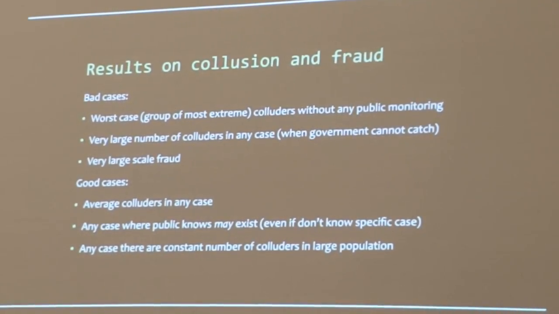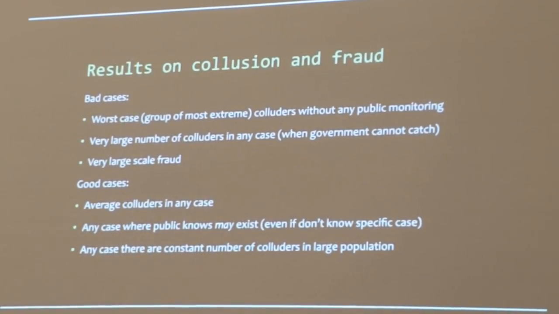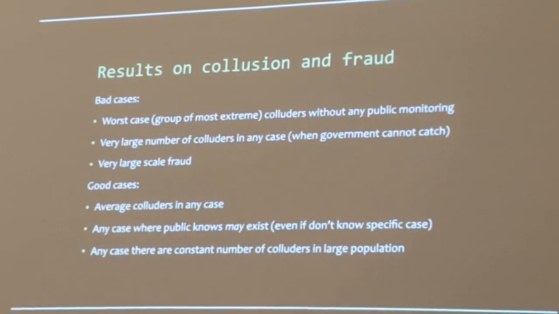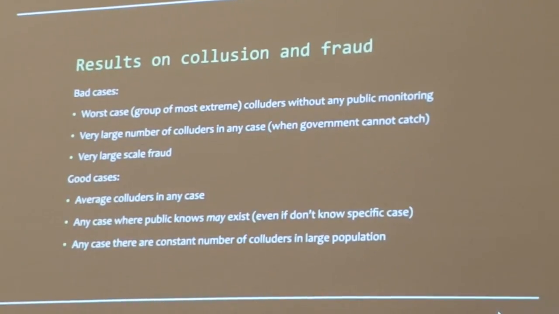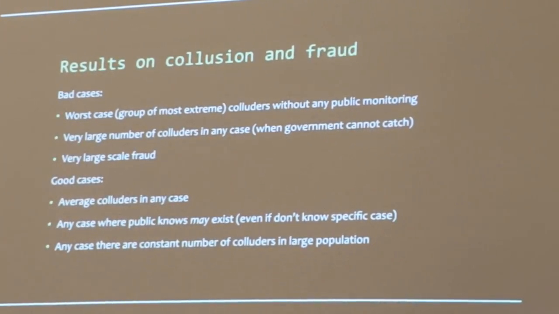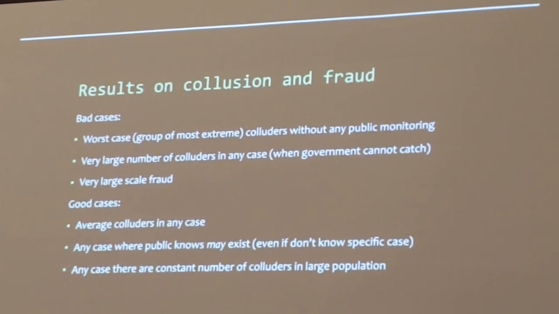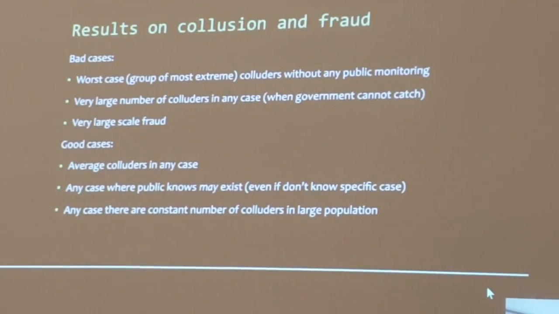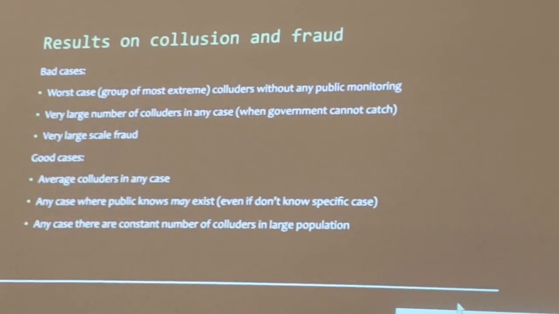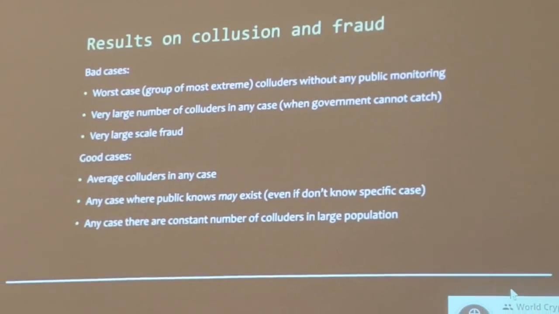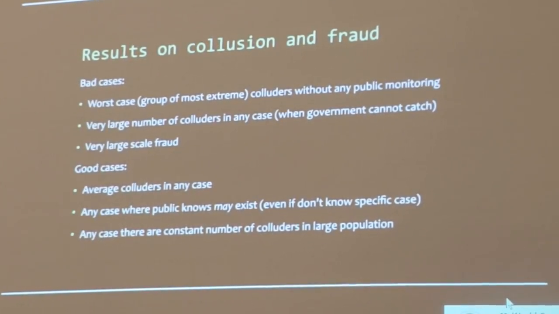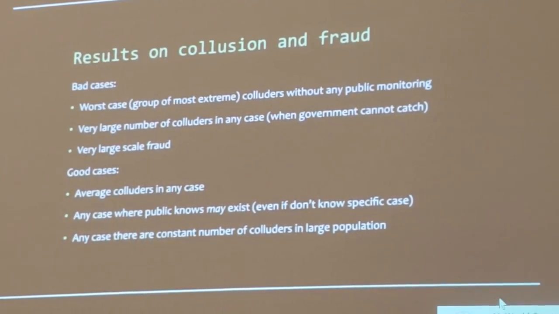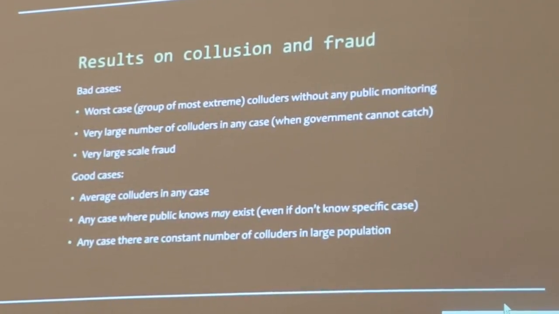So 100% there are limitations to this mechanism, and there are facets in which it breaks down. It's good, however, in the average case, where if there's an average number of colluders, they will probably waste their money. And in the case where the public knows there might be collusion, it defeats the purpose because the pivotality of the vote goes up. And in theory, in the case that there's a constant number of colluders in a large population, their votes don't scale, so there can't be a small cartel of individuals that end up trying to take over the system.